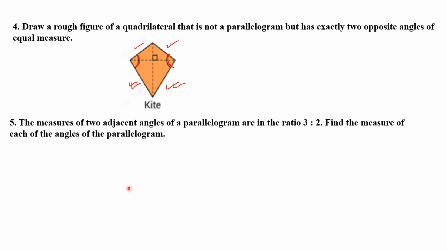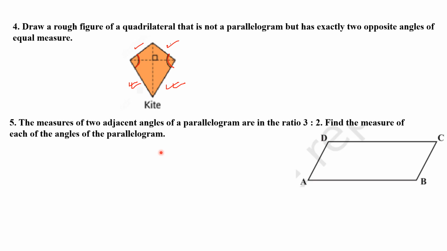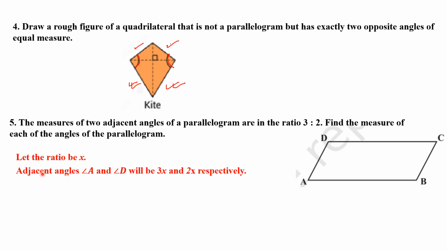Now we'll move to next question. The measure of two adjacent angles of a parallelogram are in the ratio 3:2. Find the measure of each angles of the parallelogram. So here adjacent angles are given in the ratio. So let's take a parallelogram. Here ABCD is a parallelogram and we can take any pair of the adjacent side and we can solve this question. So whenever question has given some value in ratio, your first step should be let the ratio be x. So the angle will become, adjacent angles will become 3x and 2x.